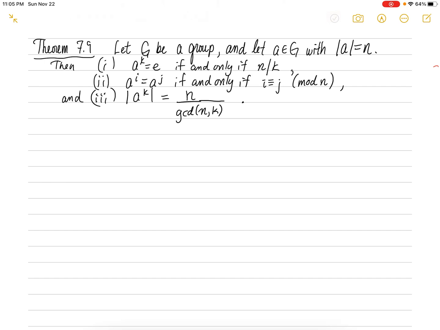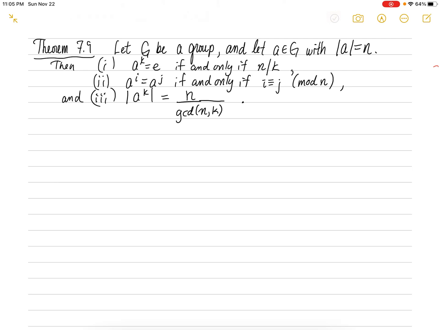Number 2, a to the i equals a to the j if and only if i is congruent to j mod n. I don't use that one a whole lot when doing problems. The last one's super useful. The order of a to the k is n divided by the GCD of n and k.